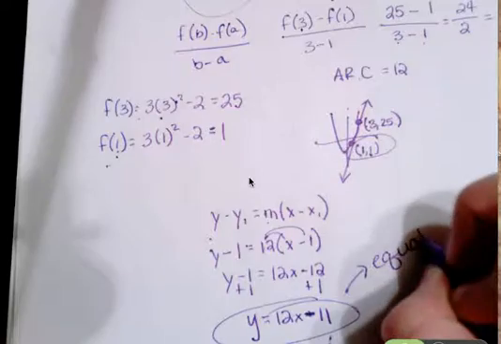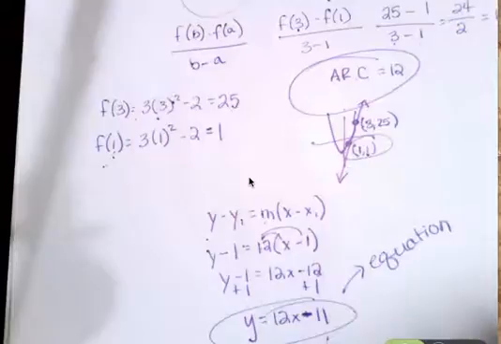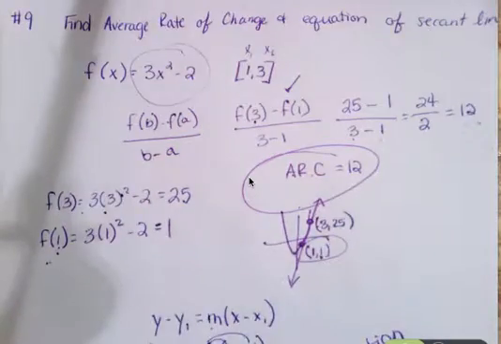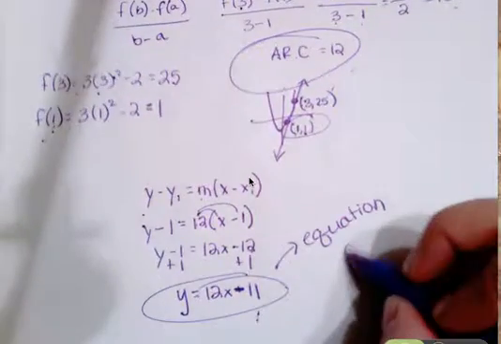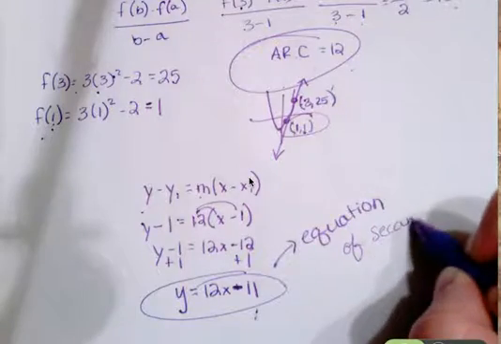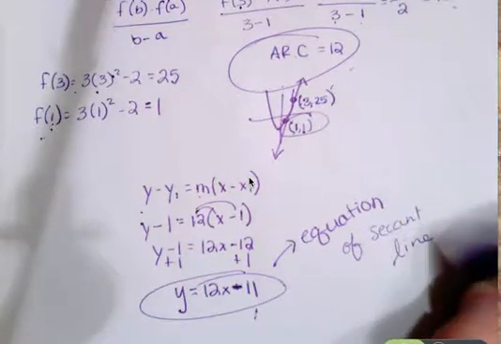And then your average rate of change was 12. So you've got to remember, your average rate of change, that's the slope of your secant line. This is the equation of your secant line. So that's how you would do all of number 9 on your test review.